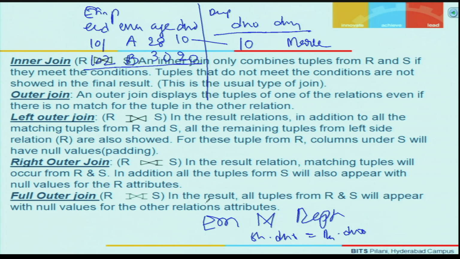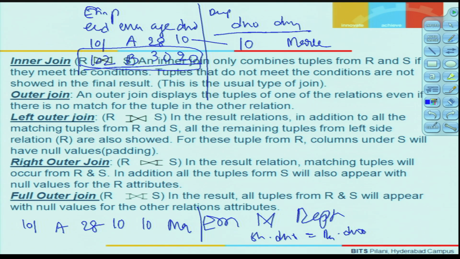If you look at the result, only this much will appear, that is 101, A, 28, 10, 10 and then marketing. The other tuple which is part of the employee relation is not showing up in the result, because it has no matching tuple in the other relation. This is called inner join. That is, only those tuples from both the tables which have corresponding matching tuples will show up in the result. The other tuples will be eliminated from the result.